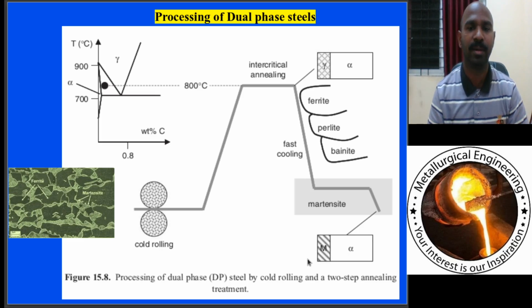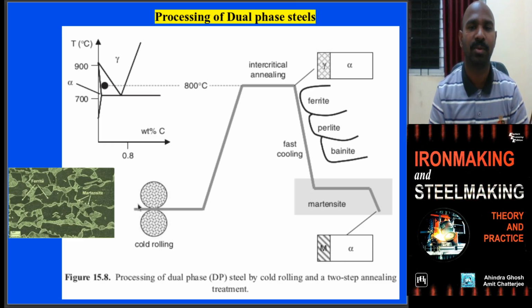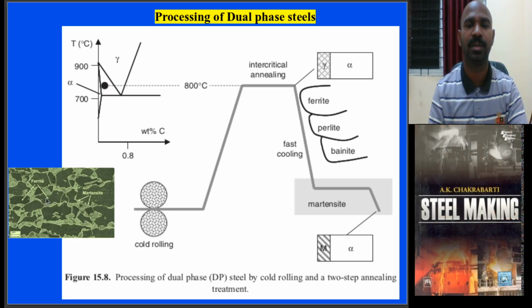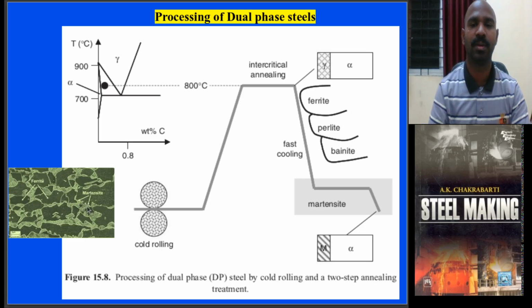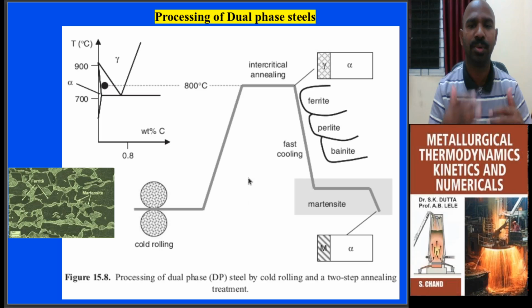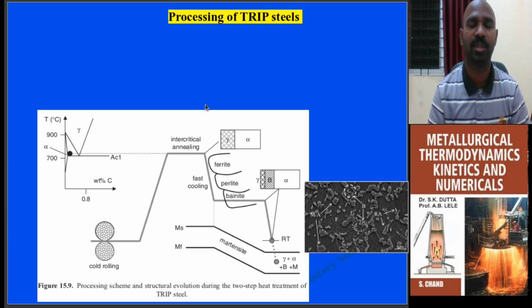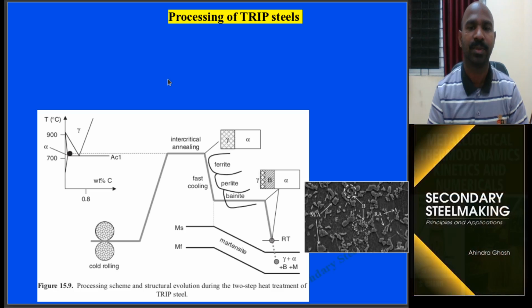This particular steel is developed by this secondary treatment route by taking this primary steel. This is the basic microstructure of dual phase steel. These particular things are the ferrite phases. These white phases are martensite, needle like structure. Notice this particular point. Now let me talk about the transformation induced plasticity steels processing route.